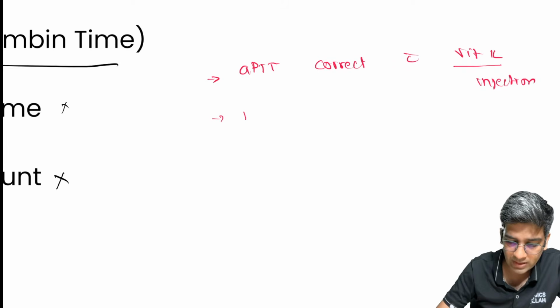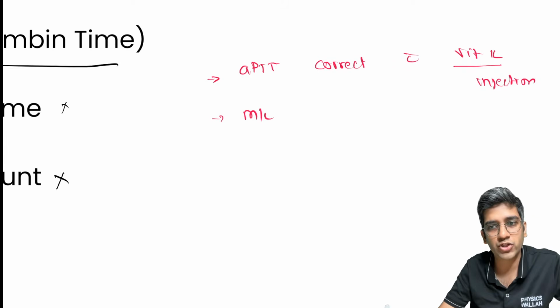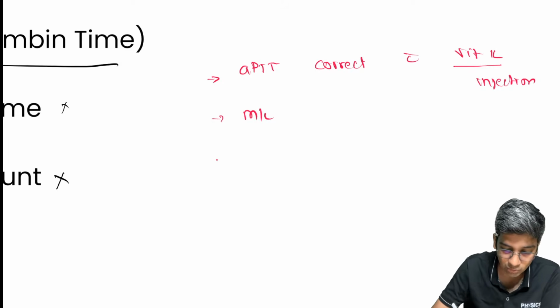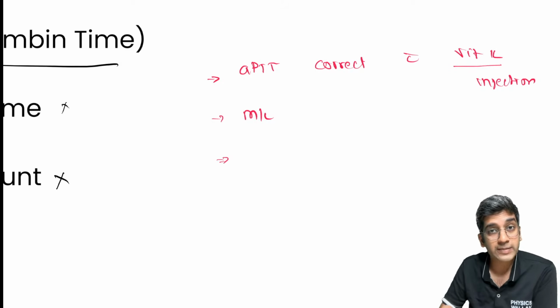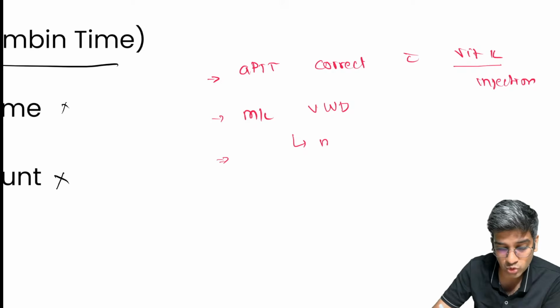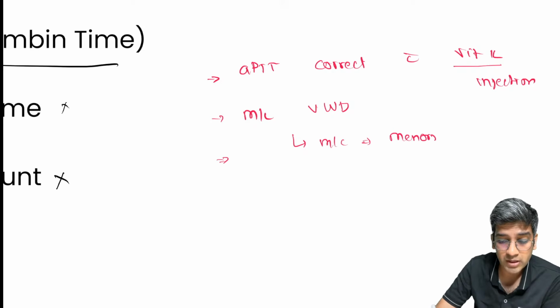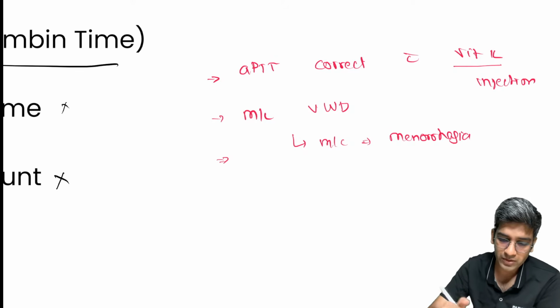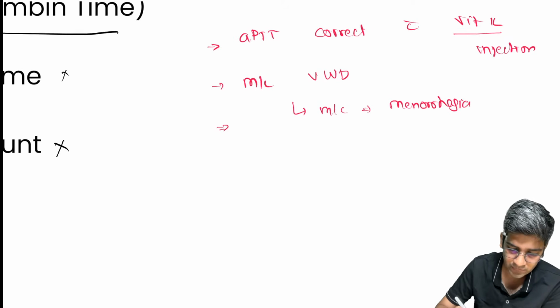Second, can anyone answer what the most common coagulation disorder is? You know the answer. This is a repeatedly asked question. And in that, you'll have to know the most common symptom also. The most common coagulation disorder is von Willebrand disease. The most common presenting symptom of von Willebrand disease is menorrhagia. Most von Willebrand disease patients will present with menorrhagia. Fine. Okay.